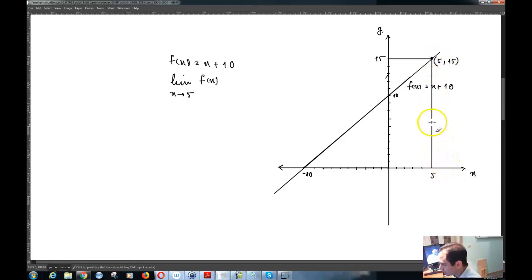Meaning that as I get closer and closer to 5 from the right, the function is approaching this point 5, 15, and as I approach the point x is equal to 5 from the left, again the function is approaching the same point 5, 15. So that must be the limit of the function when x tends to 5.